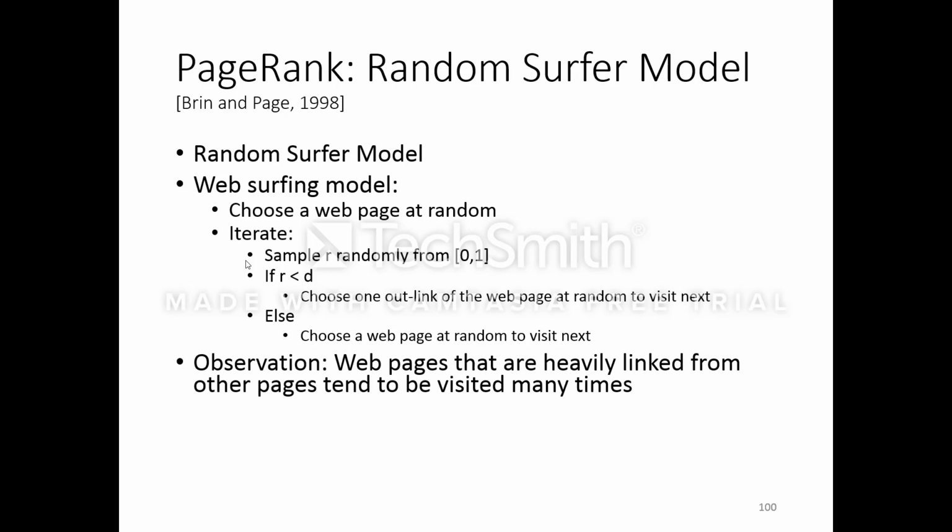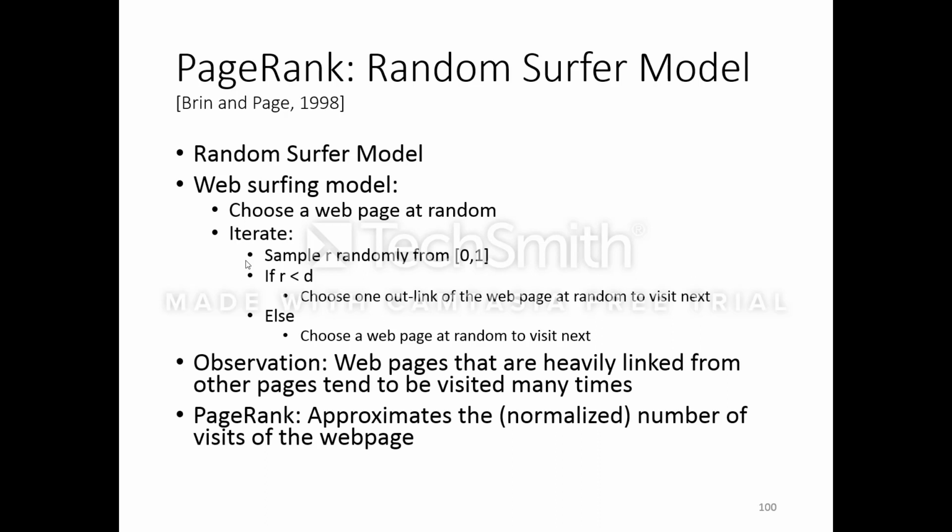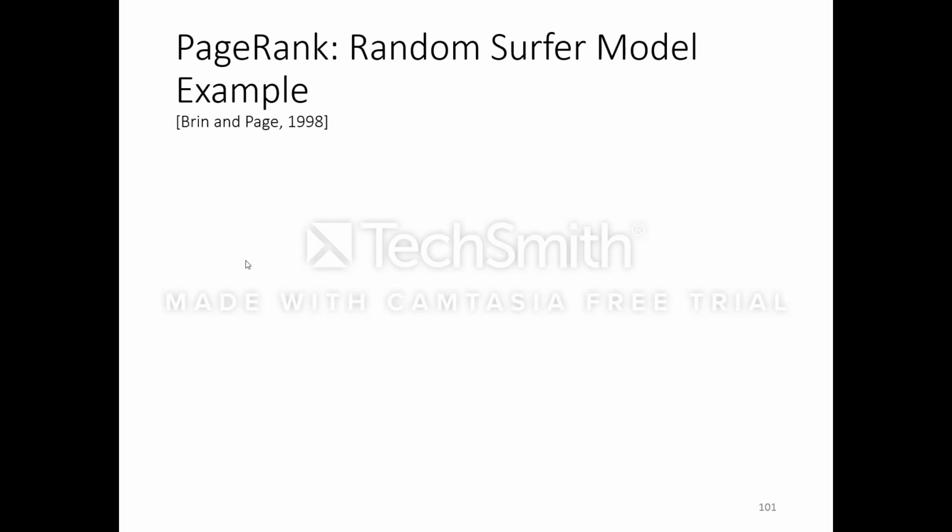So the observation here is web pages that are heavily linked from other pages tend to be visited many times, right? And PageRank approximates the normalized number of visits of the web page. So if you run this random surfer model, count the number of visits that each web page is getting over millions and millions of iterations, and then you normalize the number of visits to the web page, you will get what is called the page rank.